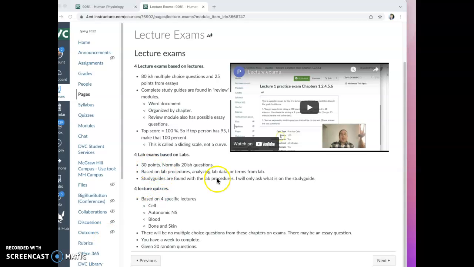So for lab exams, you're going to have a paper lab exam, so completely different from anatomy, where there's probably 30 stations, each with 2 questions. Lab exams will be 30 points, and normally 20 questions, which means some of the questions are worth more than 1 point. And it's based on lab procedures, analyzing data, or terms from labs. And the study guides are found with the procedures. I'll only ask what is on the study guide.